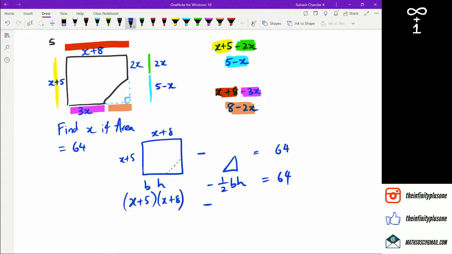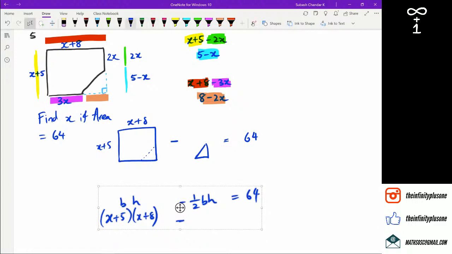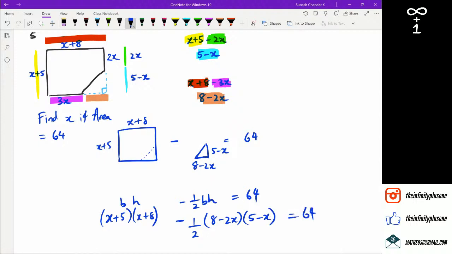Actually, I'm just going to move this down. Sorry, guys. I know I should have done this a little bit better. So for our triangle, the base is 8 minus 2x, and the height is 5 minus x. Because of that, we're going to get half multiplied by 8 minus 2x multiplied by 5 minus x equals 64.